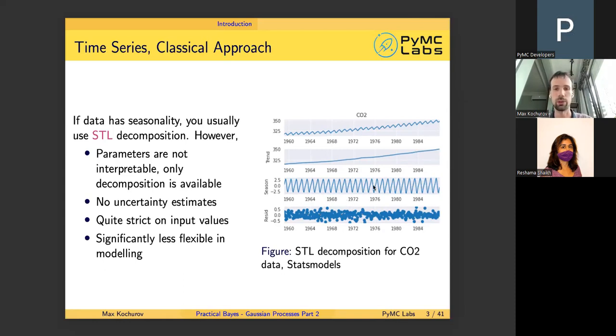Besides this point estimate, you won't get that much. If you have any source of trend and you want to predict this trend, you need to do additional steps that will probably complicate the whole research pipeline. So it's not really that flexible, yet it is very useful. And if you are limited in time, this would be the first thing you would probably do.